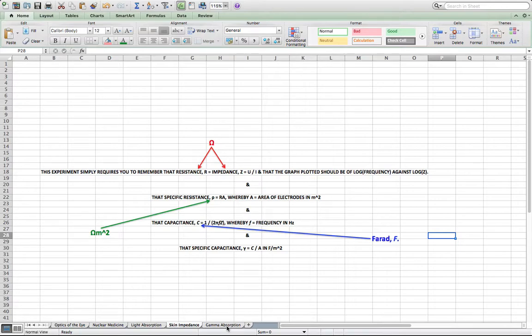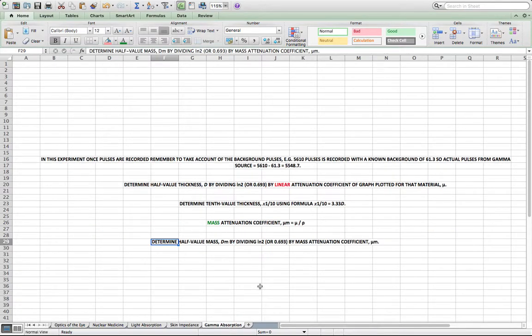So the next one is gamma absorption. In this experiment, pulses were recorded using a scintillation counter, similar to the nuclear medicine experiment, and you were measuring the count of a radiation source with a certain material placed in the way, in the place between the source and the recording device. So you use lead, aluminium for example, and iron.